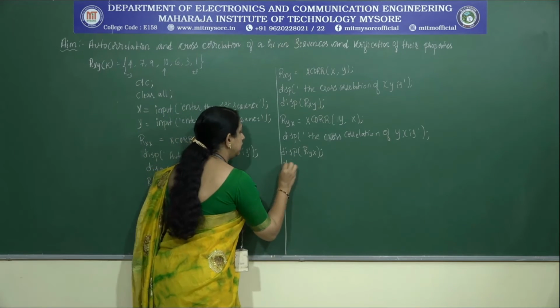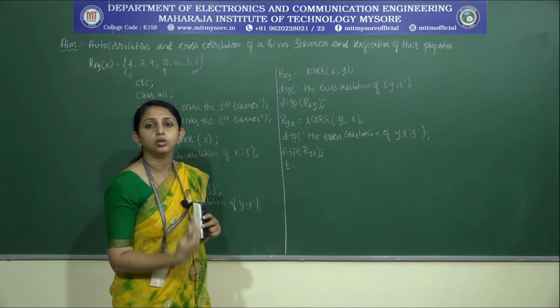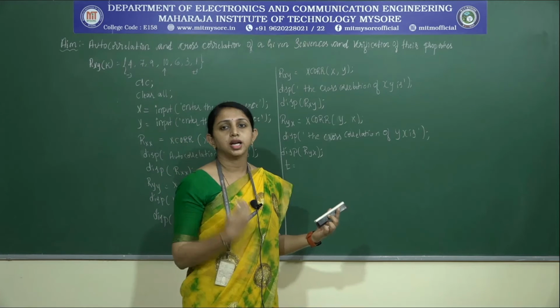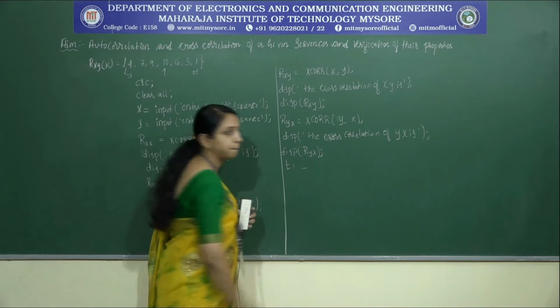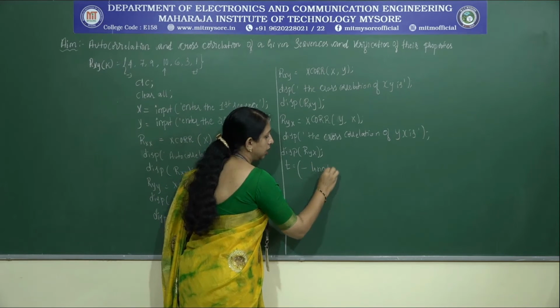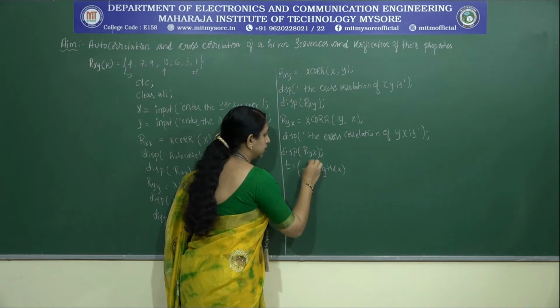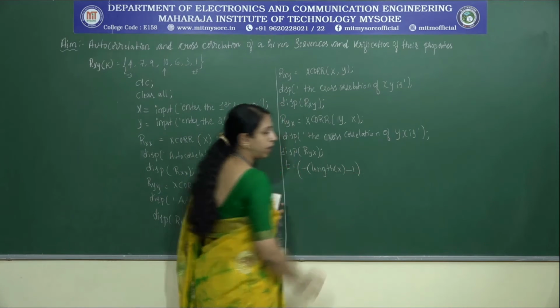So assign again it to a small t. As in autocorrelation, it also includes a negative side and a positive side of the output. So take it as minus of length of x, to length of x minus 1.